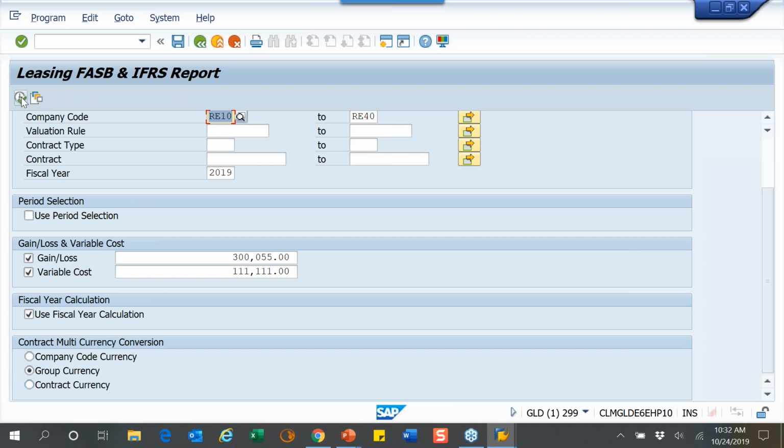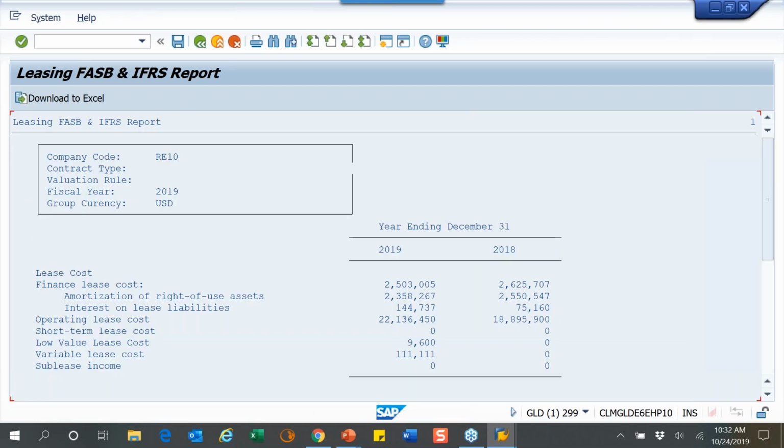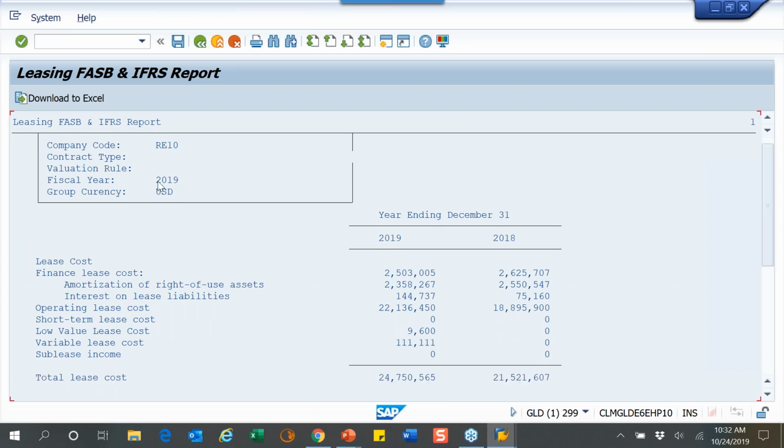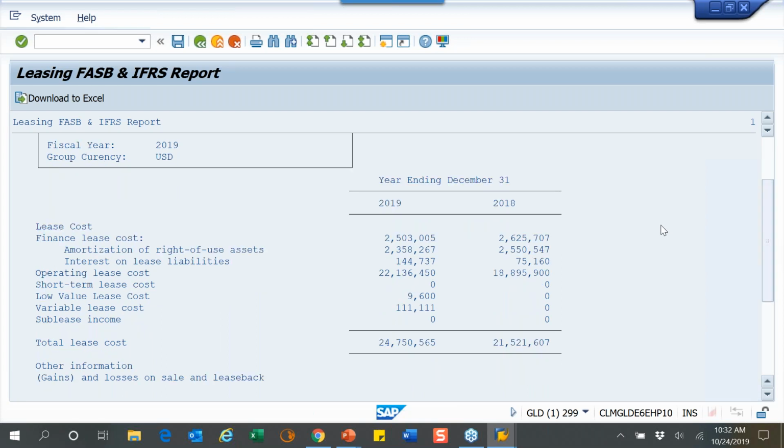Okay, so with that, I'm going to go ahead and execute this, and then we're going to continue with Julio and I having a dialogue, breaking down what it is that you're seeing here, the different parts of this disclosure report. So again, we're doing a 2019 to 2018 comparison, and the group currency in this case was US dollars. And then Julio, I'm just going to scroll down slowly and let you break down the report.